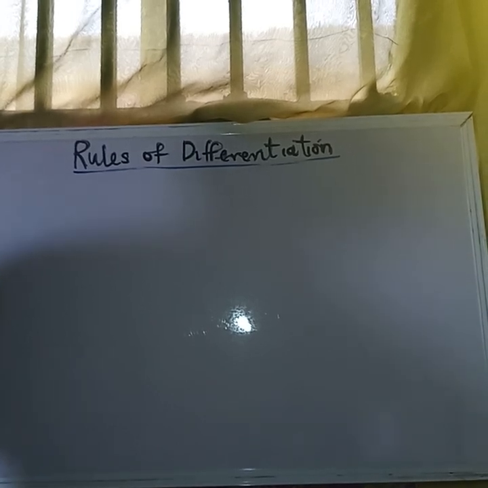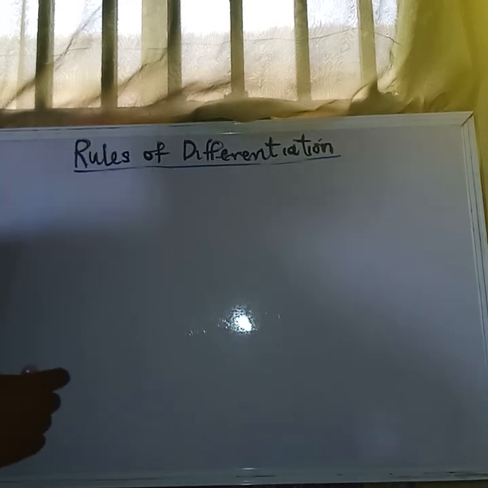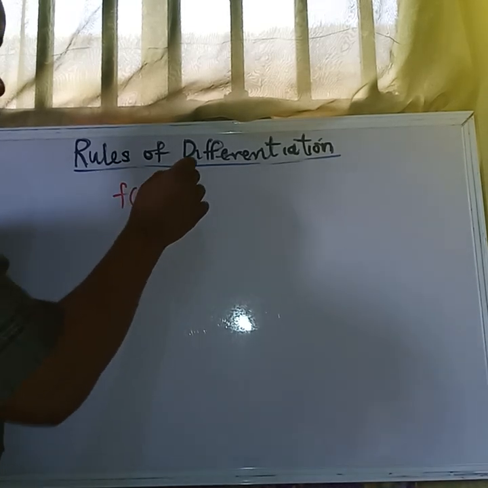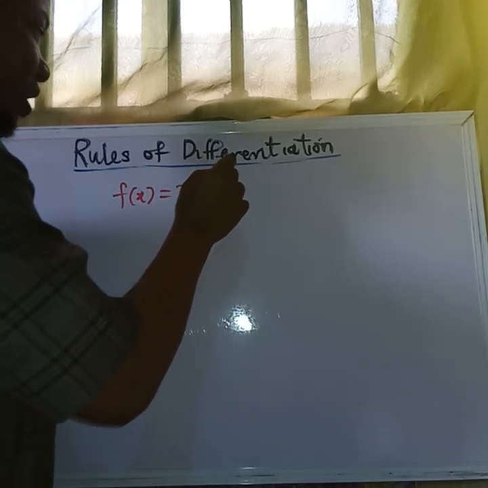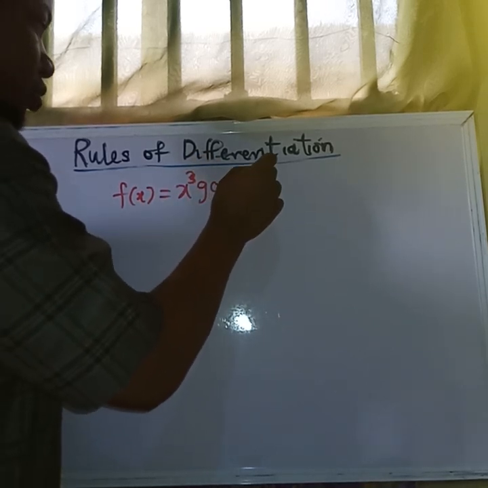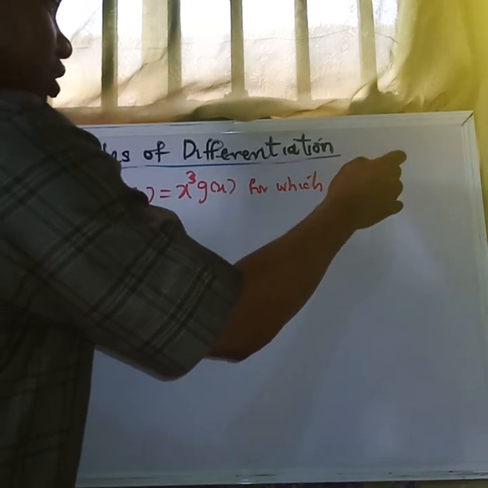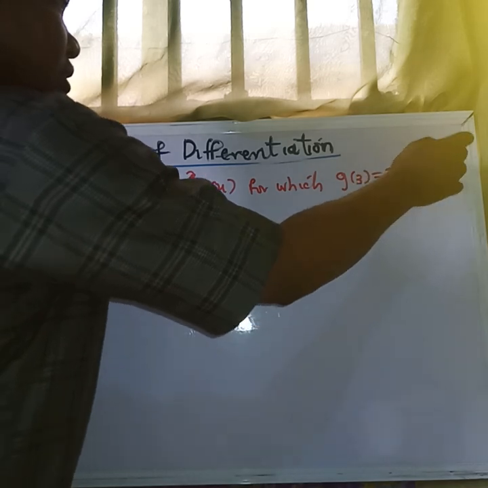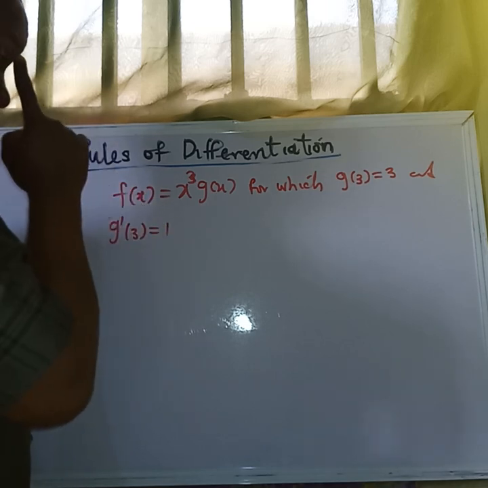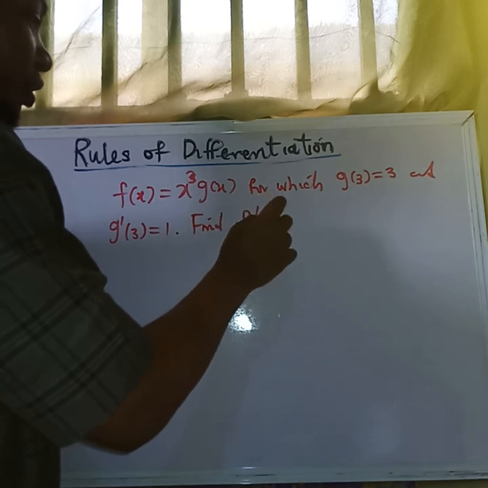You will recall in our last class, we discussed one example under the product rule, given by the function f of x equals x cubed times g of x, for which g of 3 is 3 and g prime of 3 is 1. Here we are asked to find the slope f prime of 3.